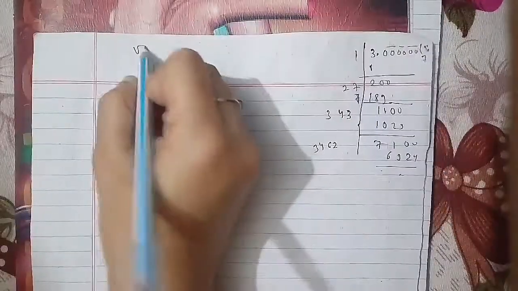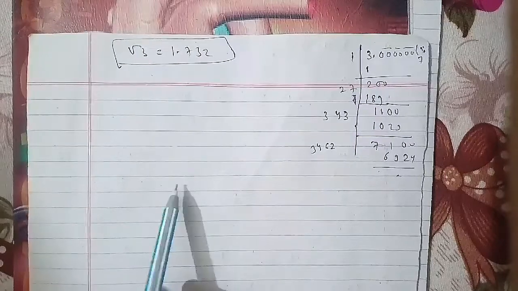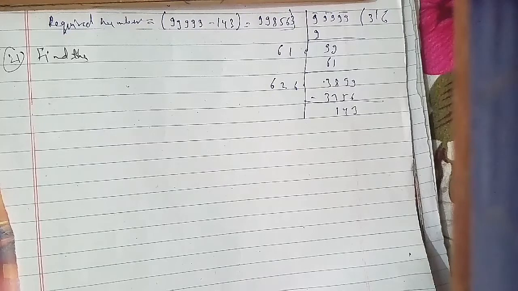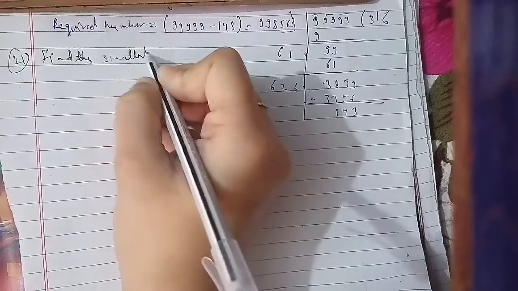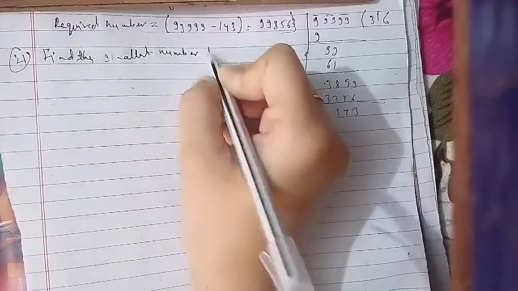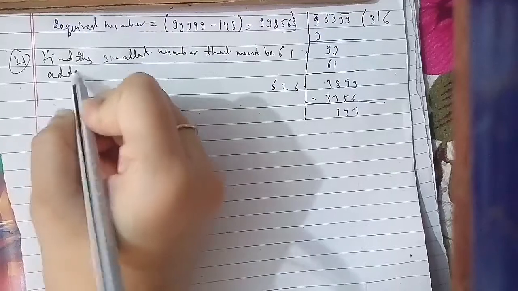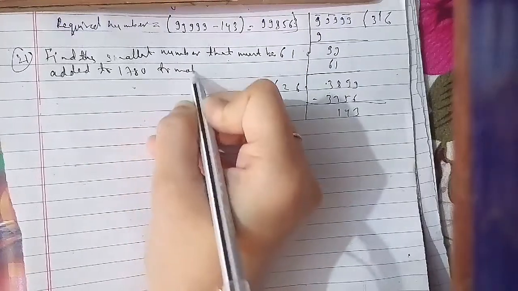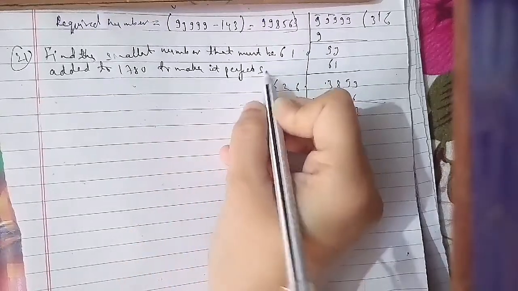Now we'll move ahead to the 13th question of the session. Here we go with another new question, that is the 21st question of the session as I told you. Find the smallest number that must be added to 1780 to make it a perfect square. That we have to find out.